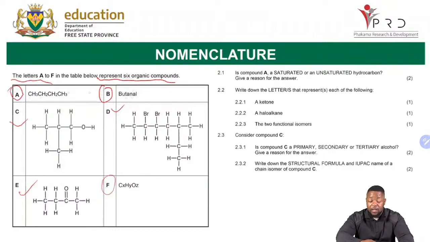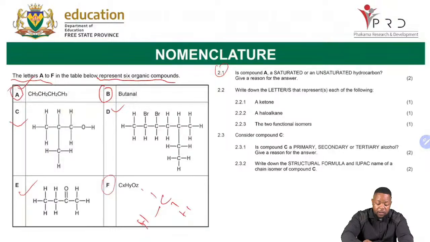But we will go straight into the questions as we don't want to run short of time. They are asking about compound A now. Is compound A a saturated or unsaturated hydrocarbon? Sometimes we might not be able to tell whether it's saturated or unsaturated without drawing it. If we can quickly draw it, we would see that we initially have a CH3, and then it's followed by a CH2, and then another CH2, and lastly, we have a CH3.